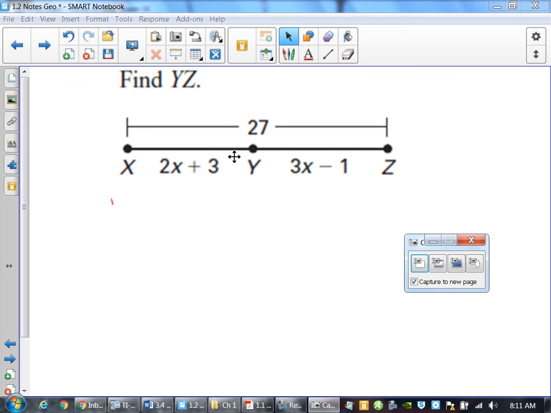Take a second, go for that one. Yes, ma'am. No, you don't have to, but what's nice is if you did that, you can always double check, make sure you didn't screw up. Because if you substitute back in here, you get 18. 18 and 14 should have added to 32.